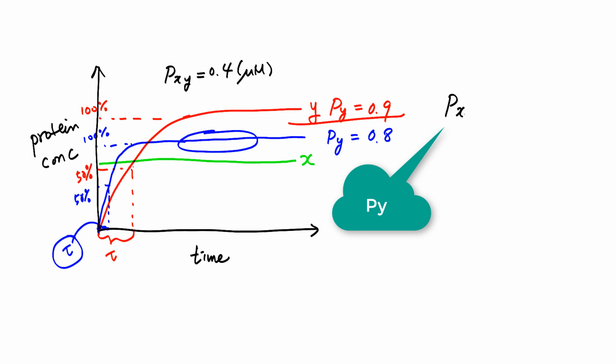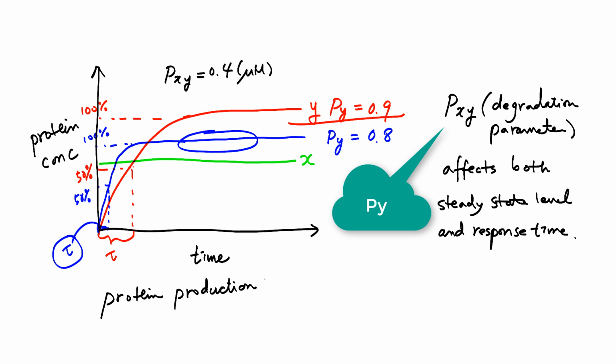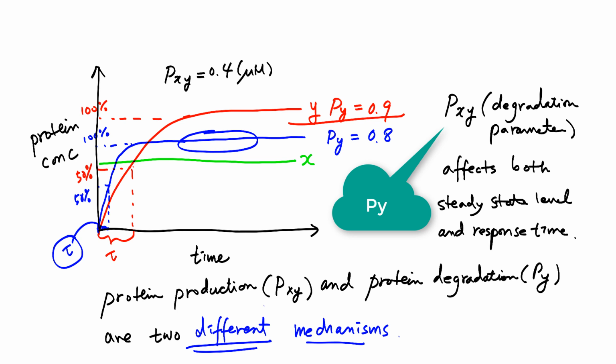So the P sub y degradation parameter affects both the steady state level and the response time. The take-home message is this: protein production, represented by P sub xy, and protein degradation, represented by P sub y, are two different mechanisms. P sub xy, or the production, affects only the steady state level, while P sub y, protein degradation, affects both steady state level and response time.